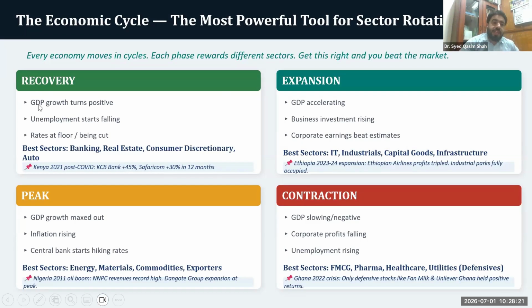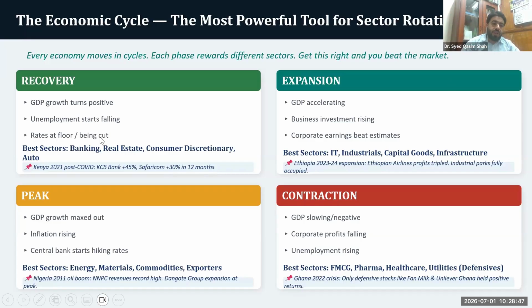What will happen basically, GDP growth turns positive. It means from a negative to positive, or from a very low growth, we are now moving into a very high growth. So it means your economy is in the recovery stage. That is the recovery stage. Unemployment starts falling. There are more jobs now. Unemployment is now decreasing.